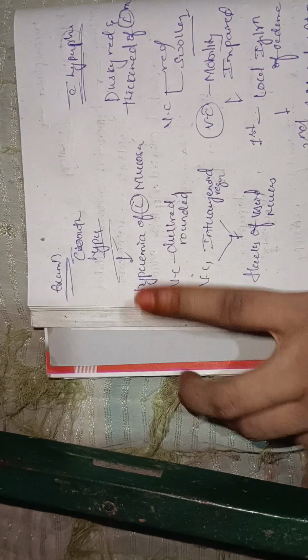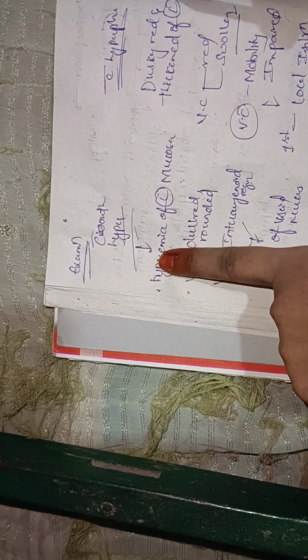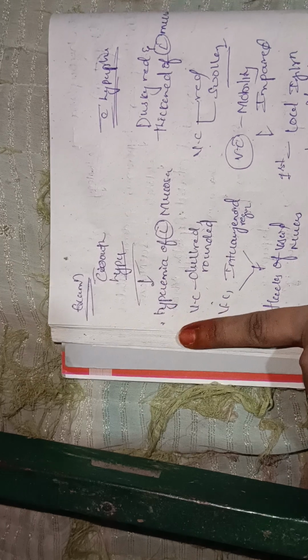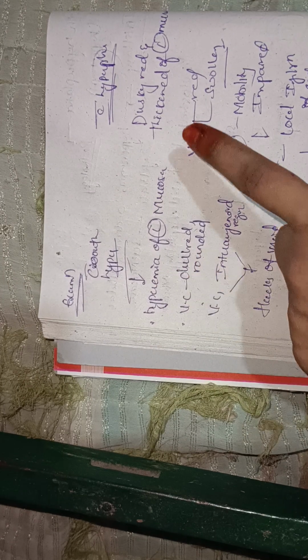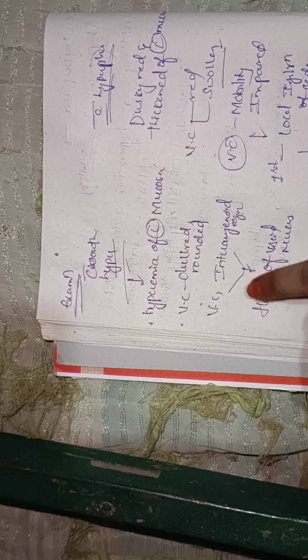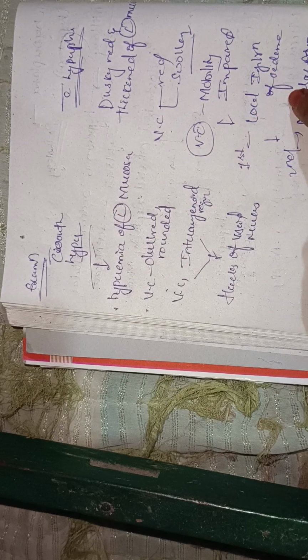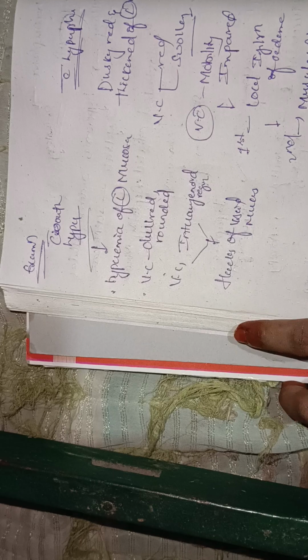To recap: here the lateral mucosa undergoes hyperemia, dusky red and thickened. The vocal cords are dull red and rounded, red and swollen. The vocal cords and inter-arytenoid region have flakes of viscid mucus. The vocal cords are immobile due to impaired mobility. First, local infiltration of edema occurs. Next, atrophy occurs along with arthritis of the cricoarytenoid joint.